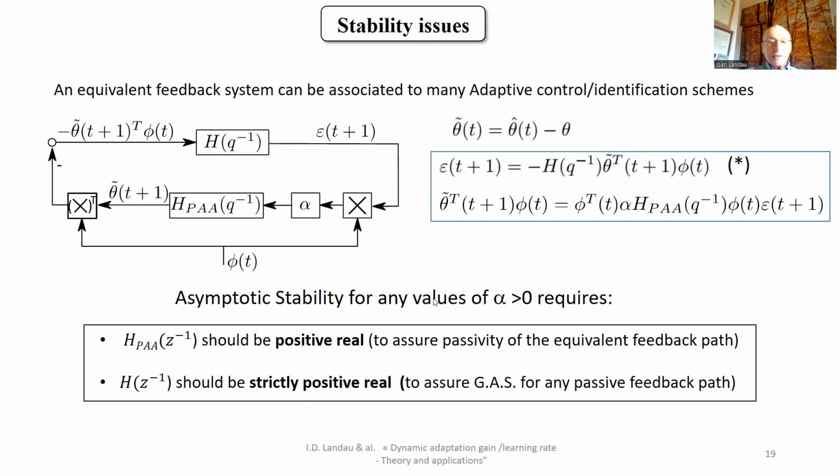Now, asymptotic stability for any value of the adaptation gain will require two things. It will require that HPAA be a positive real transfer operator. This will assure the passivity of the equivalent feedback path. And H, which characterizes the equivalent feed-forward path, should be a strictly positive real transfer operator to assure global asymptotic stability.